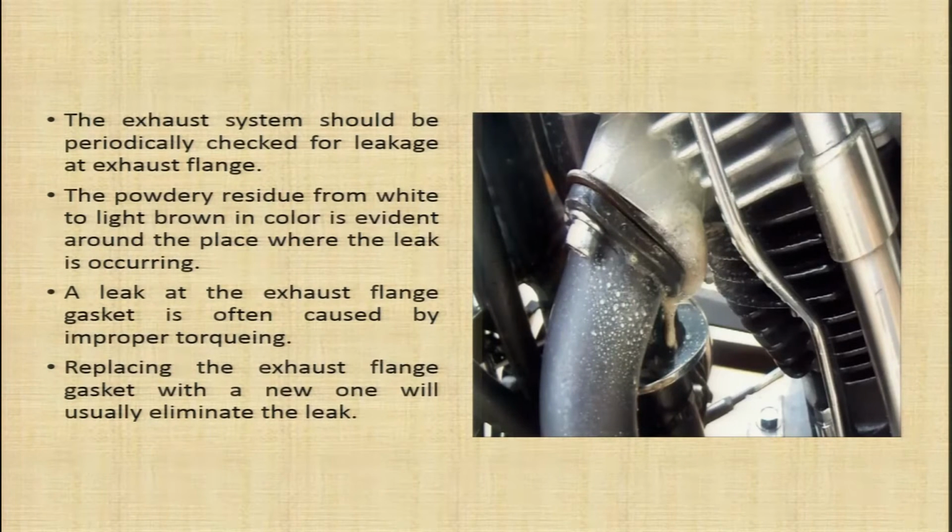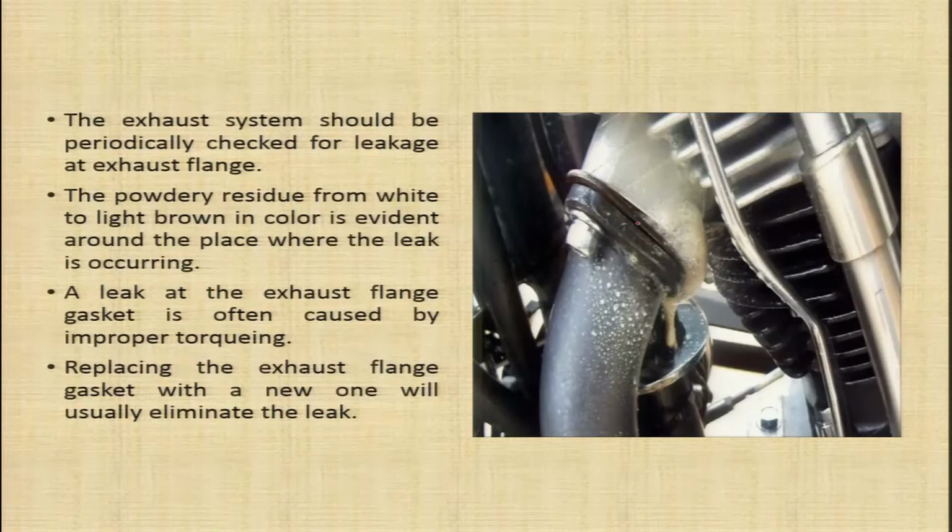A powdery residue, from white to light brown in color, is evident around the place where the leak is occurring. You can see here some powdery deposit, which indicates that there is a leakage around the place. A leak at the exhaust flange gasket is often caused by improper torquing. Generally, the leak in this exhaust flange area is mainly due to improper torquing of these hold down nuts. These hold down nuts should be properly torqued. If they are not torqued, they may result in leakage through these exhaust flanges.